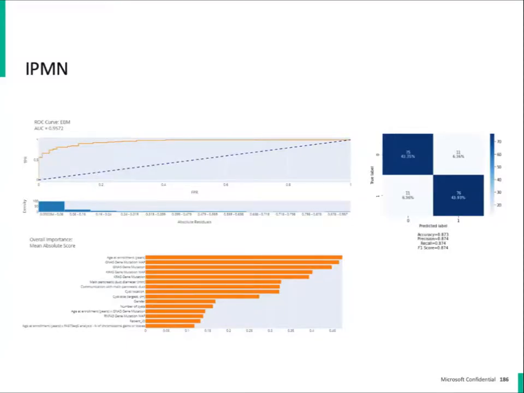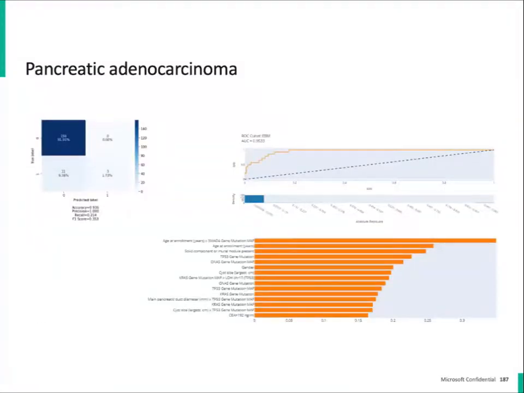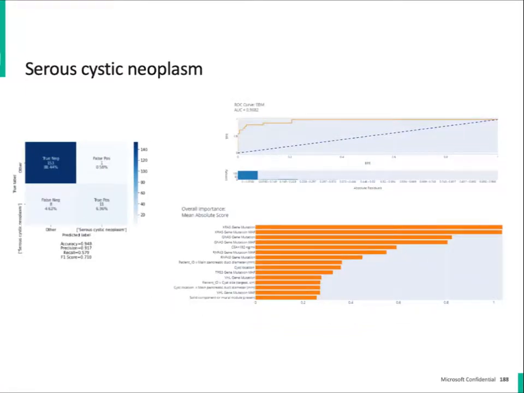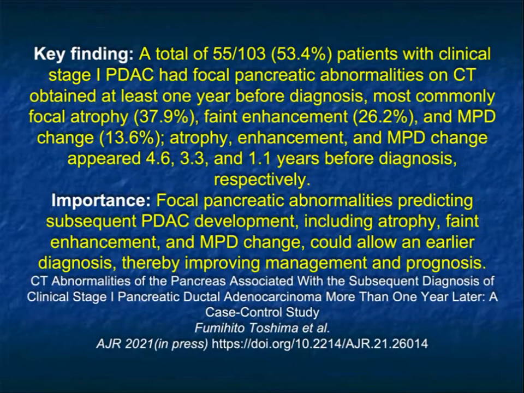Anyway, you can see here's some of the preliminary work on IPMNs. Look how high the AUC is in predicting, and you can see the features which help predict exactly what the lesion is and whether or not the lesion should be managed conservatively or with surgery. And the same thing is true with pancreatic cancer, looking at parameters, looking at outcomes, or serous cystic neoplasms. All of the things very, very exciting.